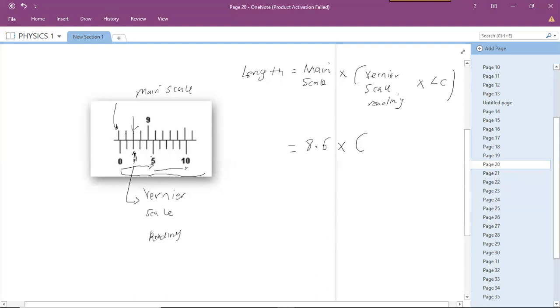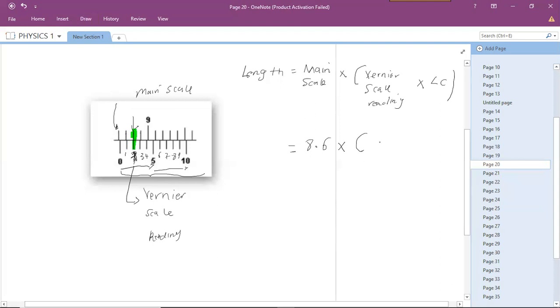Maybe this is 5, 6, 7, 8, 9, 10. So can they say maybe 0, 1, 2, 3, 4, 5, 6, 7, 8, 9, 10? So they're moving 1 unit. So the Vernier scale is moving 1 unit. You've seen that, right? 0, 1, 2, 3, 4, 5, 6, 7, 8, 9, 10. So the reading here that's in alignment, where the main scale and Vernier scale line up, on the Vernier scale is 2. So that's the 2 that we're looking for.